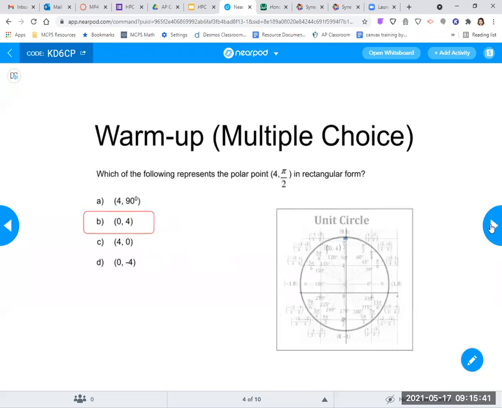All right, so I'm hoping you've tried it and given it a shot. The result is that we should end up with the XY coordinates (0, 4). In polar form, (4, pi over 2) means that our radius is 4 and our angle is pi over 2. So basically we would go out 4 on the radius and then up to pi over 2. So the rectangular coordinate point would be (0, 4).